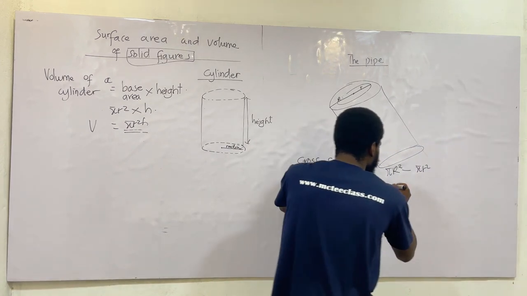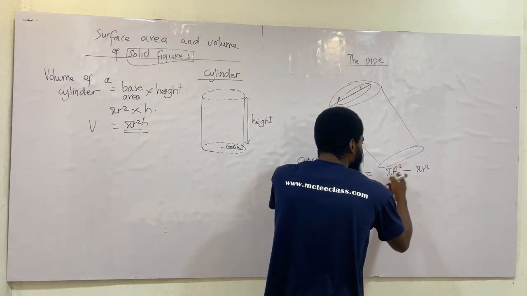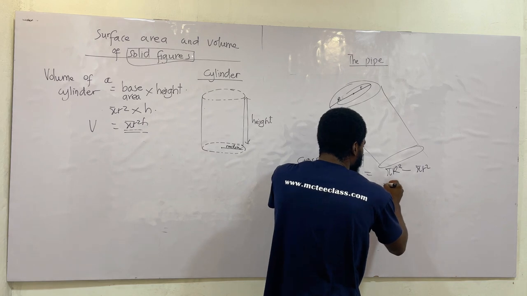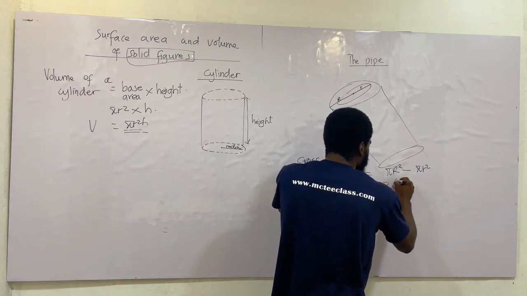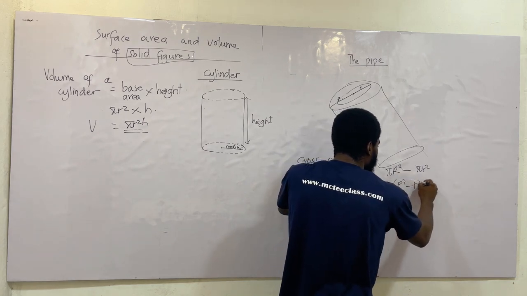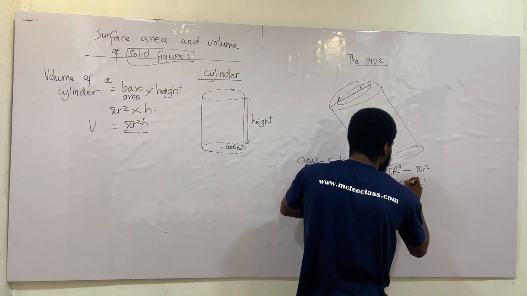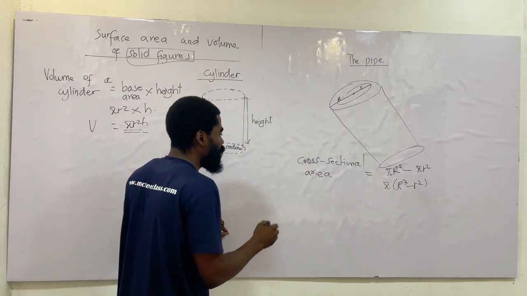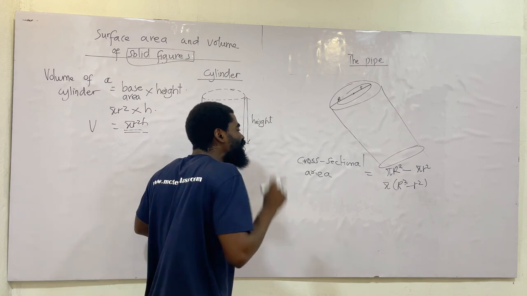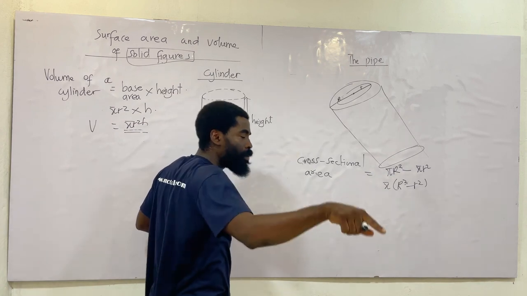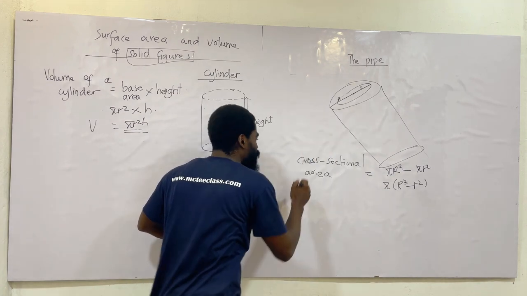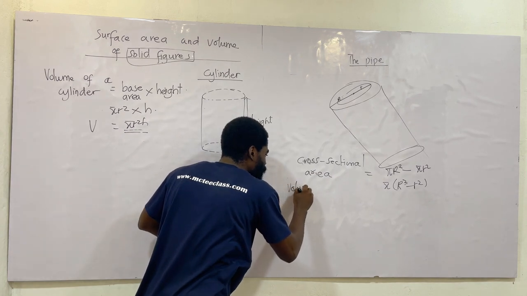Good. So if I want to do some factorization, pi comes out, then I'll get R squared minus r squared. Done. So this is one thing we can talk about the pipe. Then we look at the volume of the material used in making the pipe. What material was used in making the pipe? For the volume, it's one of the things you need to know.